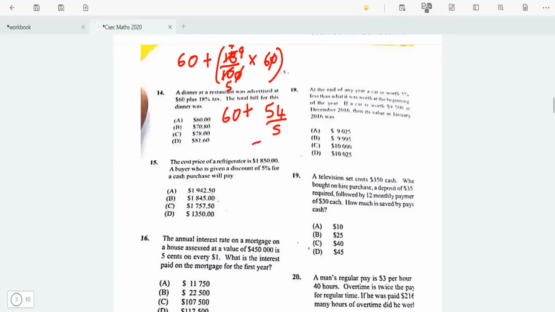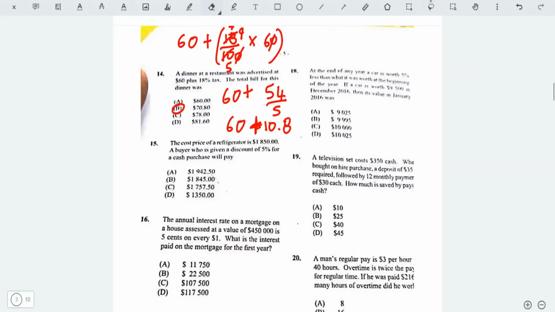54 over 5 is 10.80. Remember, 50 divided by 5 is 10. So 60 plus 10.80 is 70.80. That's option B. Nice. All right, let's look at question 15. It says the cost price of a refrigerator is $1,850. A buyer is given a discount amount of 5% for a cash purchase will pay. So if you're going to get a 5% discount, you're only going to pay 95% of the original cost.